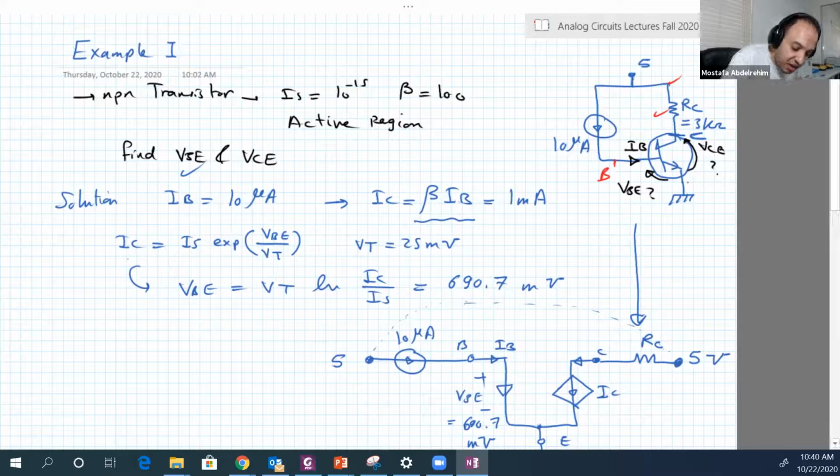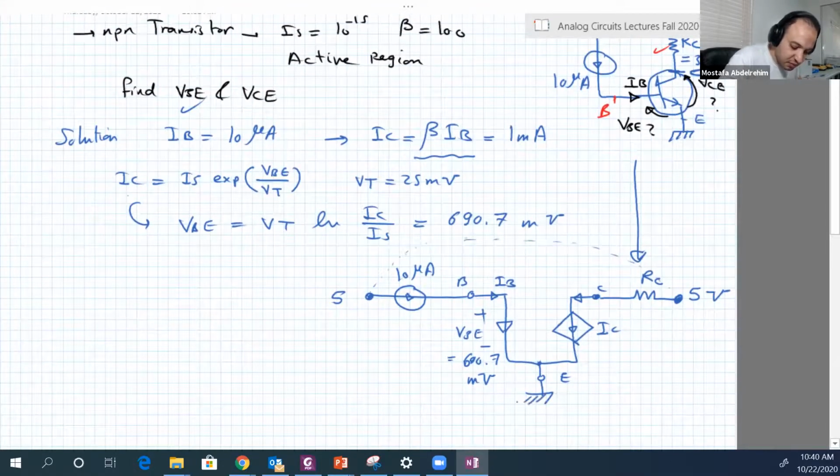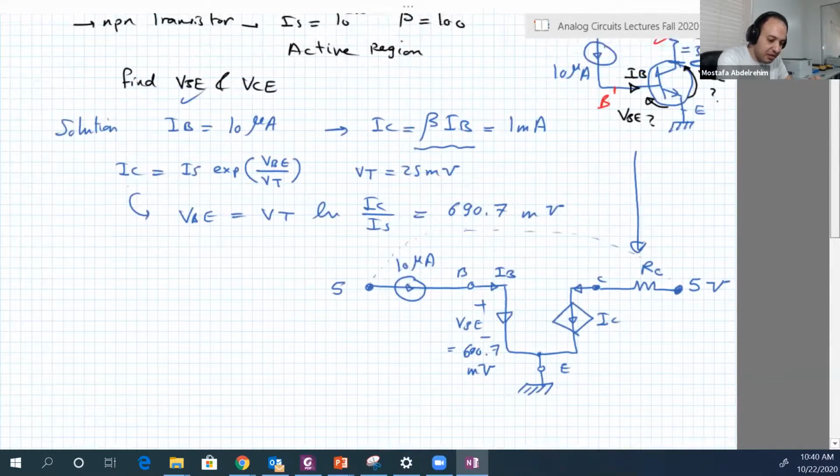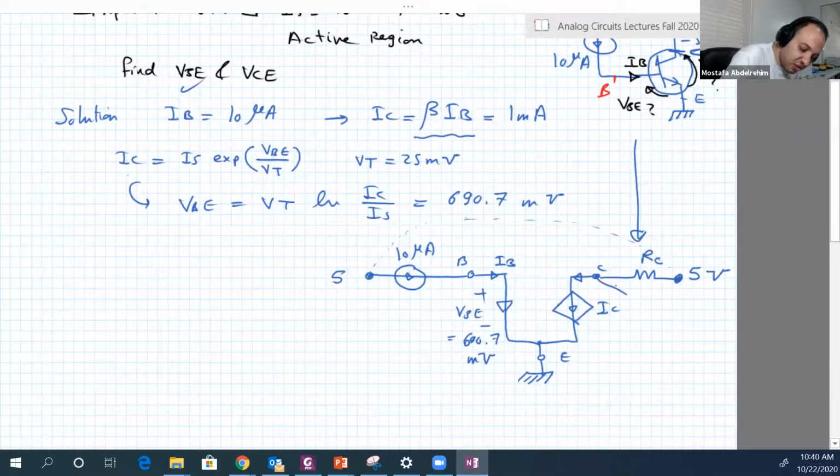Now, finally, the emitter is just connected to the ground. That's very easy. Okay, that's it. So we replaced this circuit by this circuit. Then you can solve now. This node has a voltage called VC. So VC is equal to, remember, 5 minus ICRC.